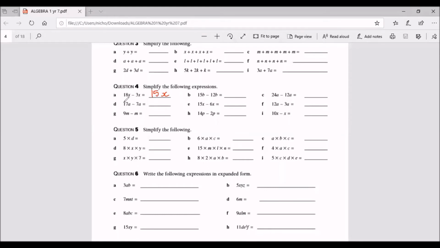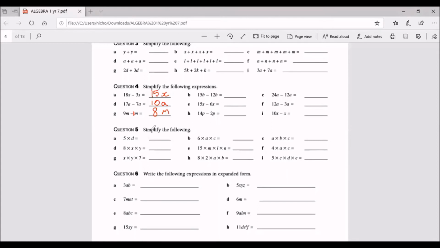And same here, 17a minus 7a, well, they're both like terms, so I can subtract them. So I go 17a minus 7a, which is 10a. And from here, I have 9m minus m, so I can subtract them because they're like terms. So I write my m, and then I go 9 minus, remember there's that little imaginary 1, I go 9 minus 1, which is 8m, and that's the same as 8 times m.